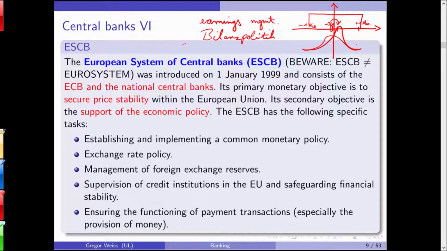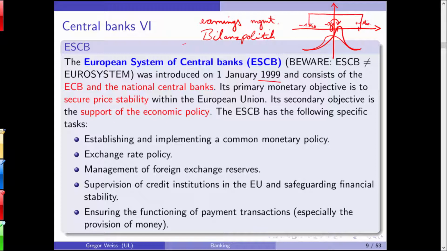Now, as I've said before, the European System of Central Banks consists of the European Central Bank and the National Central Banks. It's not equal to the Eurosystem, because not all member states of the European Economic Area (the EEA) and the European Union are also part of the Eurosystem. And it was introduced in 1999, and its primary objective is to secure price stability.